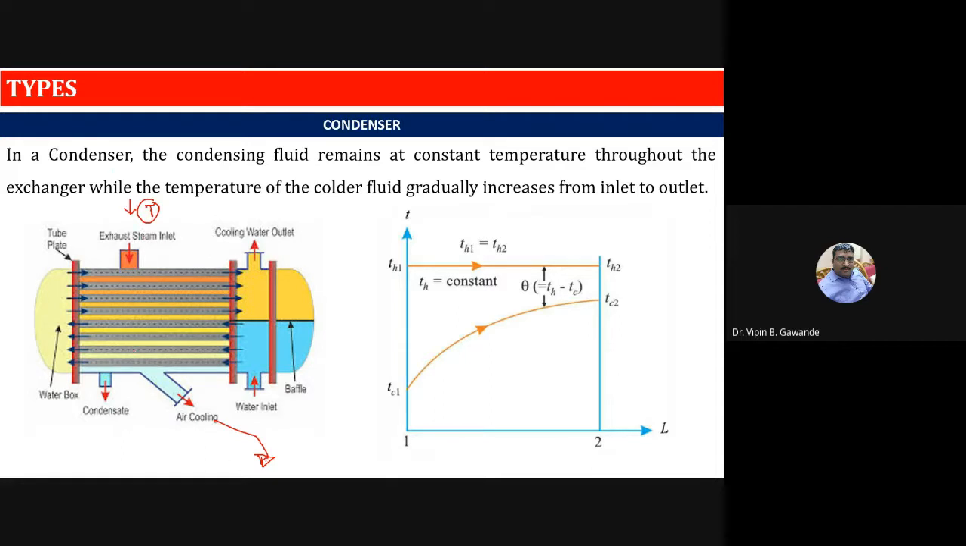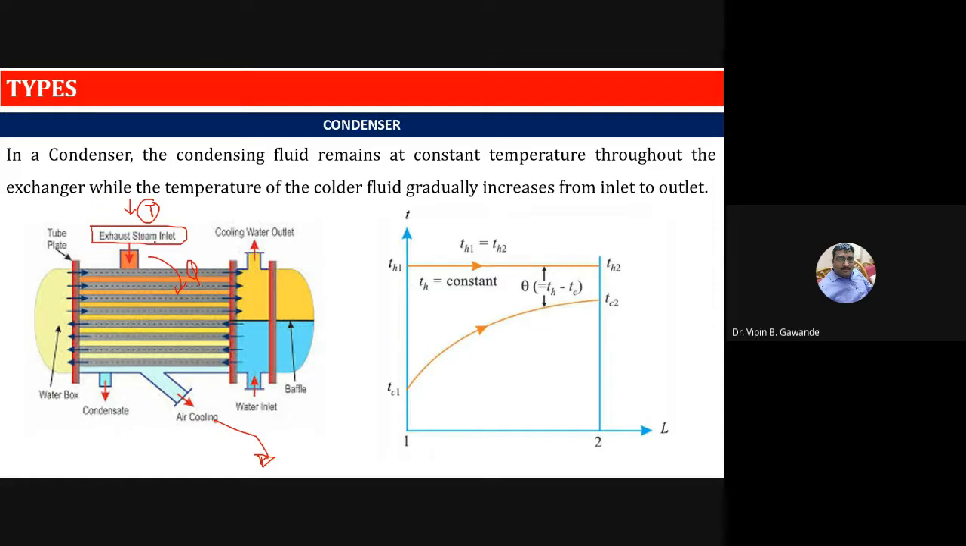So whatever steam is coming from the turbine rejects its heat to the cold feed which is flowing in the condenser. So there is a rejection of heat. Now what will happen here? The steam will change its phase, from vapor to the liquid stage. So we'll get condensate here.